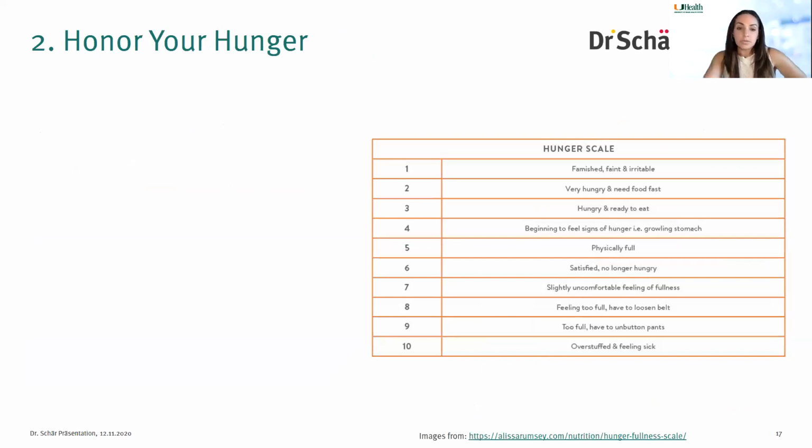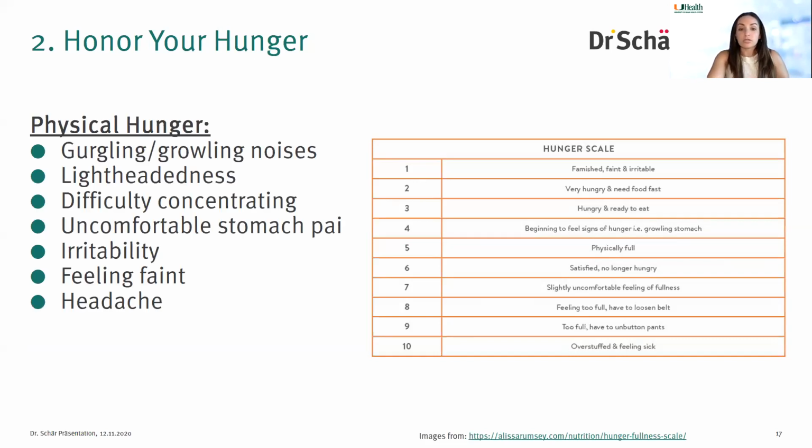The next principle is honoring your hunger. And this is really important because to be able to eat intuitively, you have to recognize when you are hungry and trust your body, that when your body says that you're hungry, you should eat. So there are two schools of hunger.